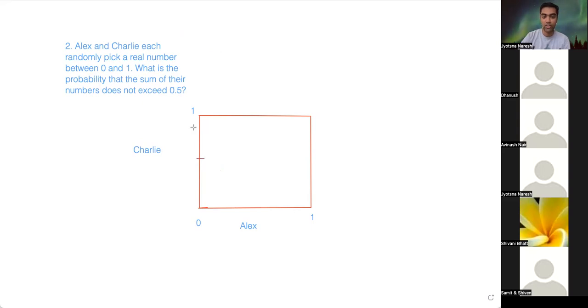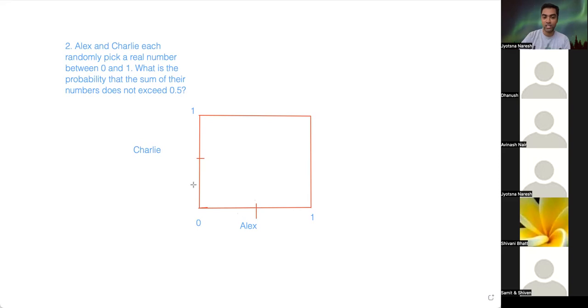Okay, so let's try the other way now. What if Charlie chooses 0? So that's going to be somewhere on this line. What's the maximum Alex can choose such that this is true? 0.5. Good. And what point is that? Half of the x-axis. Good. Yes. So that would be this point.